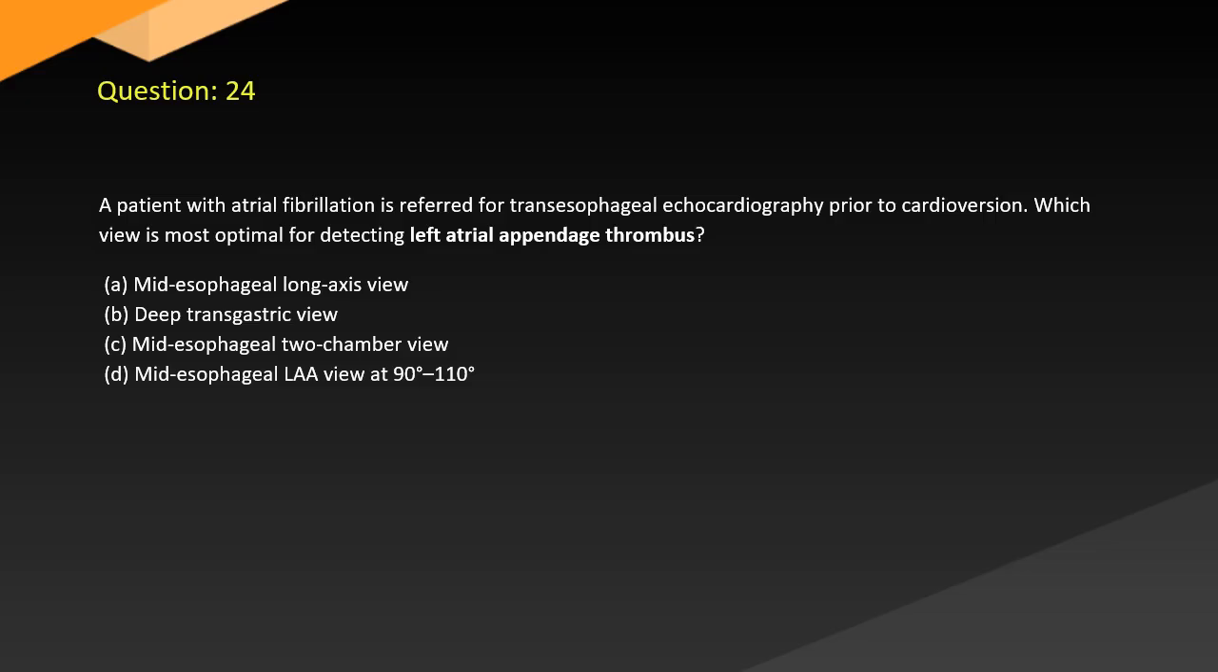Question 24. A patient with atrial fibrillation is referred for transesophageal echocardiography prior to cardioversion. Which view is most optimal for detecting left atrial appendage thrombus? A. Midesophageal long axis view. B. Deep transgastric view. C. Midesophageal two-chamber view. D. Midesophageal view at 90 to 110 degrees.